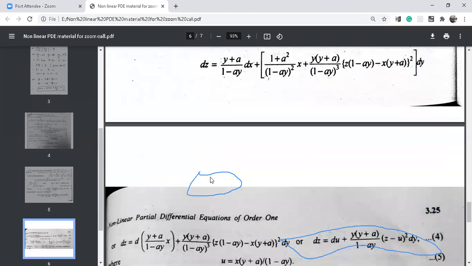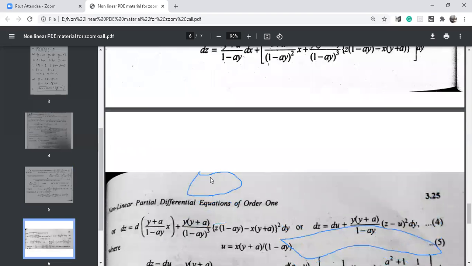I'm just giving you 10-15 seconds to browse through the solution and see how they have integrated.